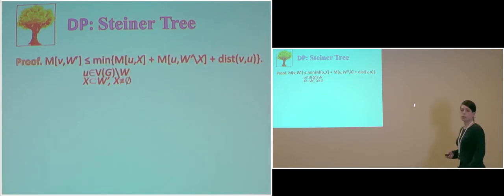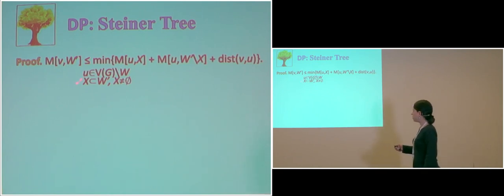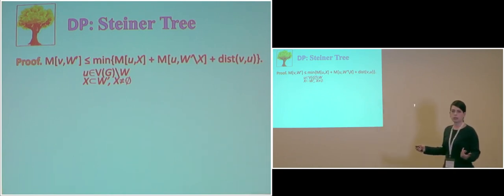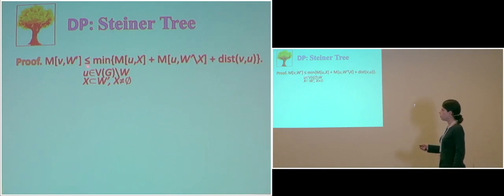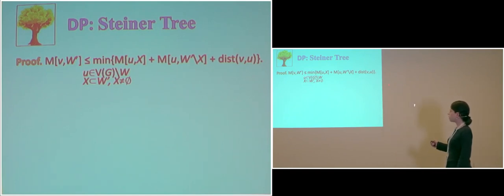So let's look first at the easy direction. We want to say that M(V, W prime), according to the meaning that I've just explained, right? We want a tree that contains W prime and also V, a Steiner tree of minimum size. So let's first show that it is smaller or equal than the expression we've just seen. Okay?